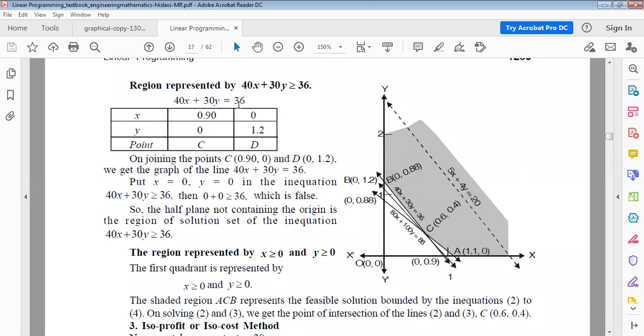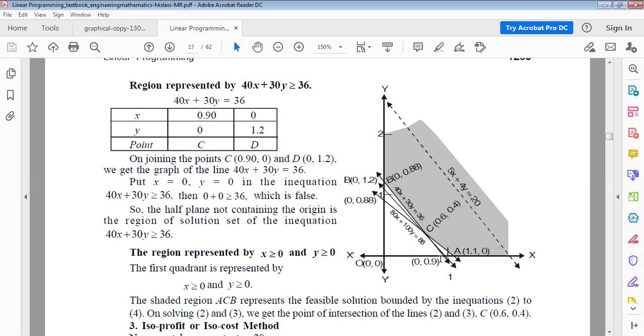Now the second one. What will be the C point and the D point? For the C point, it will be 0.90, just before 1. Just near 1. And the D point will be 1.2, more than 1. Here, more than 1. This is the B point.